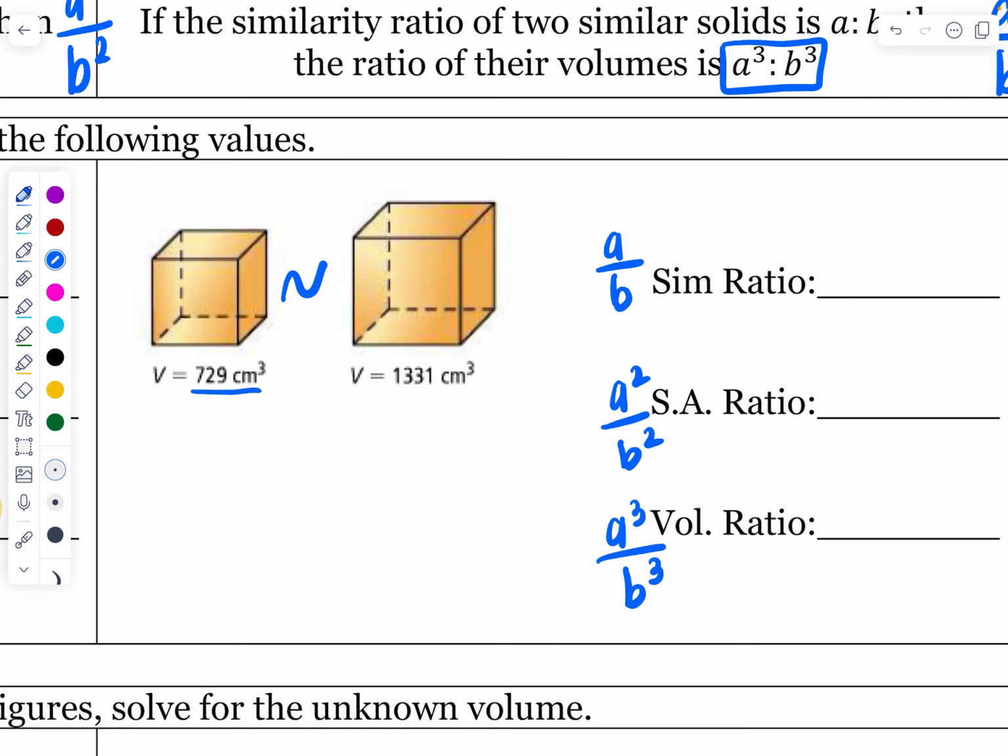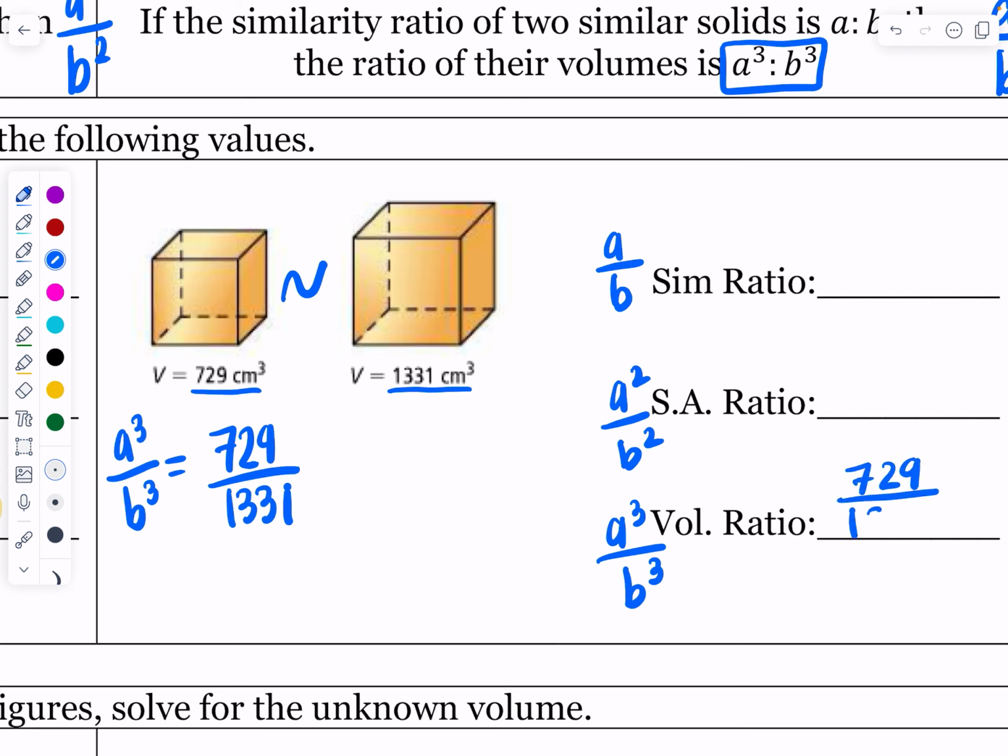So what information do they give us? Well, they give us volume. This is centimeters to the third power. And so the volume ratio is going to be A cubed over B cubed. We're going to plug in those pieces, 729 over 1331. You can check to see if that reduces at the very beginning. Just saves you time later. And it does not.